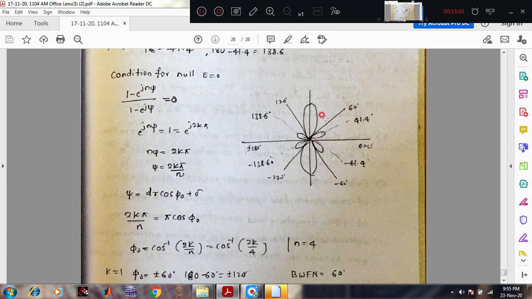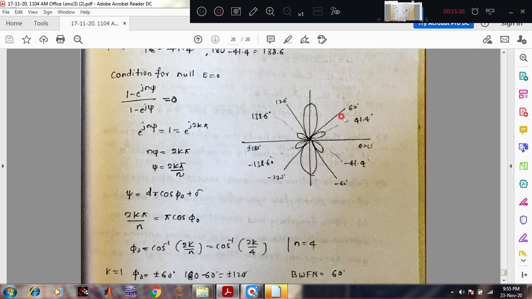So wherein minor lobe maximum value occurs. Other angles are nulls. The maximum radiation will be in the direction of 90 degree and 270 degree, which is perpendicular to the array axis. This is how we need to draw the radiation pattern, where the maxima occurs, that is the one thing, and then where the nulls occur, that is the second thing. Third point, where the minor lobe will be maximum.